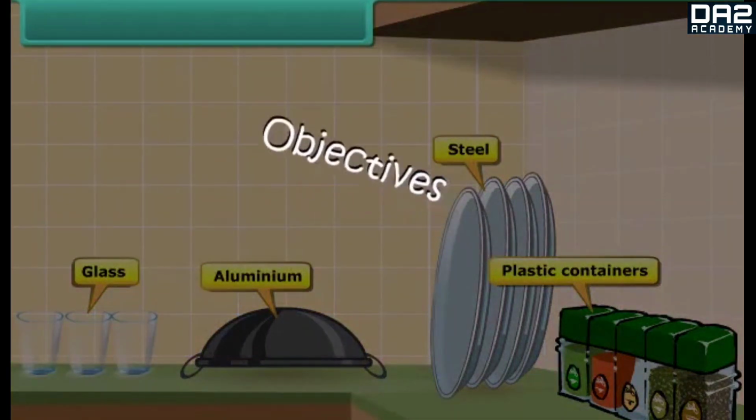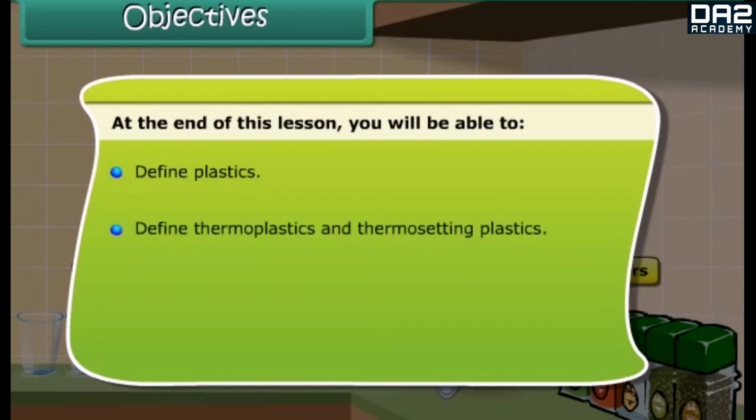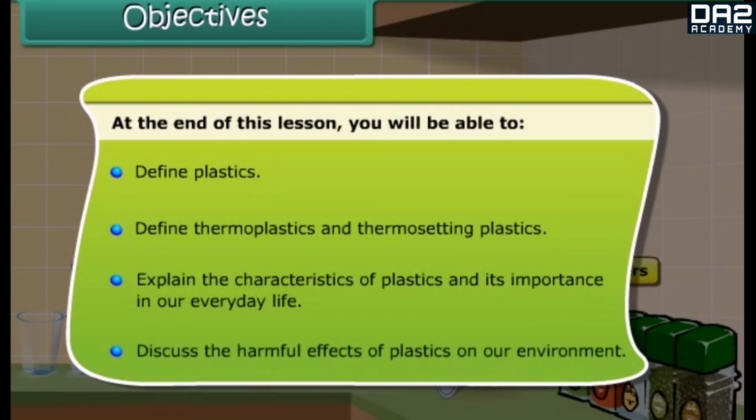Objectives. At the end of this lesson, you will be able to define plastics, define thermoplastics and thermosetting plastics, explain the characteristics of plastics and their importance in our everyday life, and discuss the harmful effects of plastics on our environment.